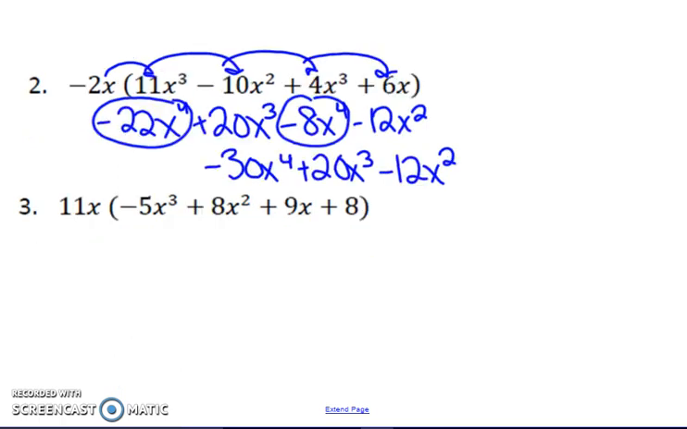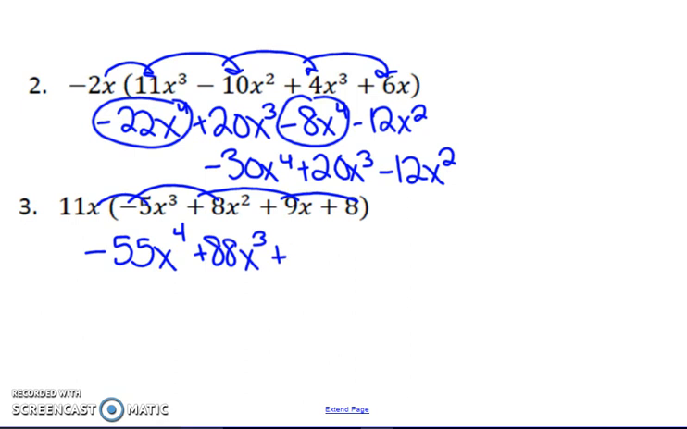Now, our final problem. We have an 11x on the outside. Again, we're going to distribute to all 4 terms on the inside. 11 times negative 5 is negative 55. X to the third plus x to the first gives me x to the fourth. I have 11 times positive 8, which is positive 88. X times x squared is x cubed. 11 times 9 is 99. We're going to have x squared. And then 11 times 8 is 88, and it's just going to be an x since there is no x on the 8.